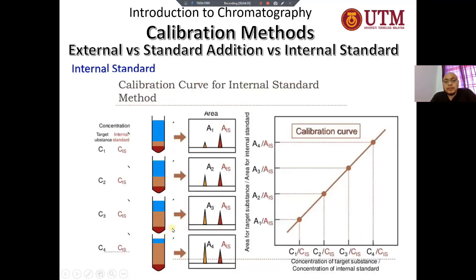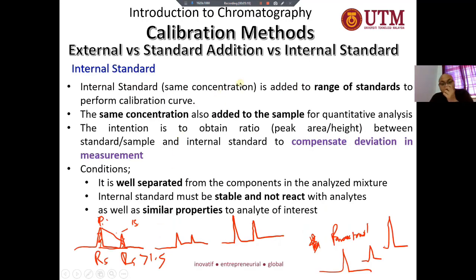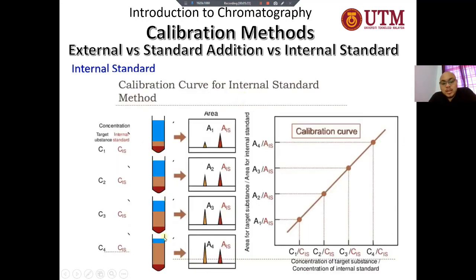If you look here, the blue one is the solvent. I forgot to put a legend, maybe you can put it in your notes. The orange one is your standard, and the internal standard is the red one. If we look here, the amount of the internal standard, the red one, is the same, as I already mentioned: internal standard, same concentration. So we need to maintain the same concentration, for example here 5 ppm, 5 ppm, 5 ppm, 5 ppm.